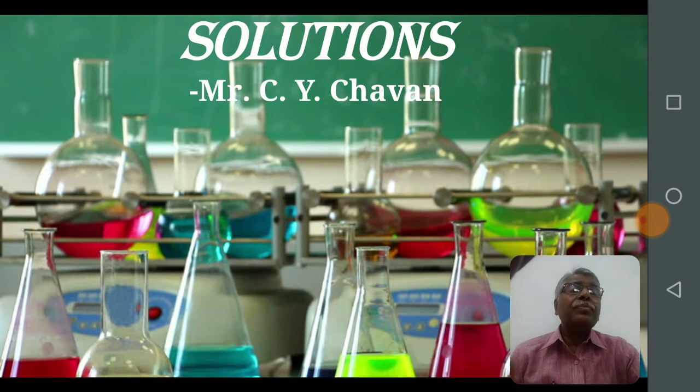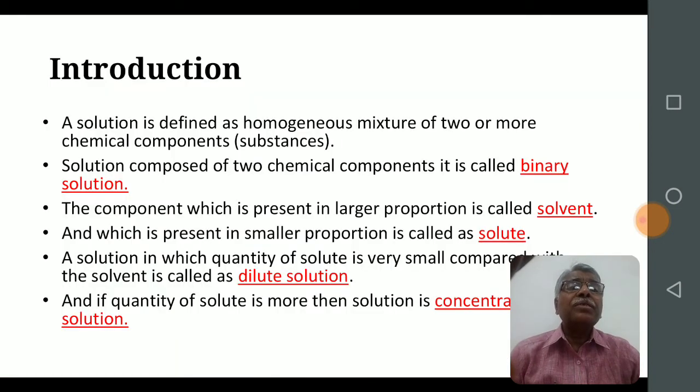The component which is present in larger proportion is called the solvent, and the one present in smaller proportion is called the solute. A solution in which the quantity of solute is very small compared with the solvent is called a dilute solution. And if the quantity of solute is more, then it is a concentrated solution.